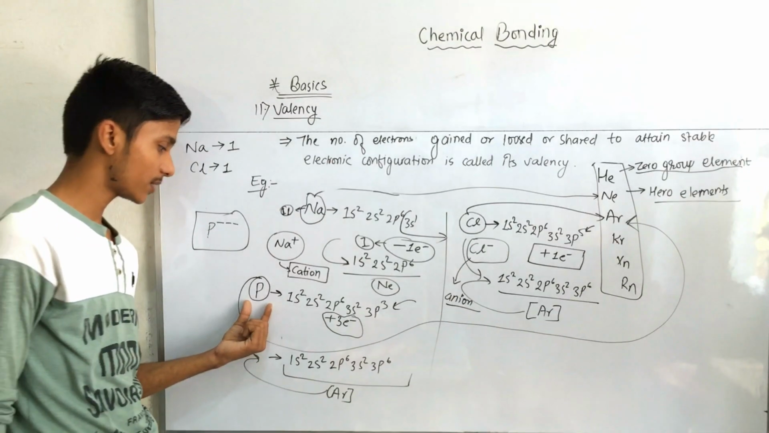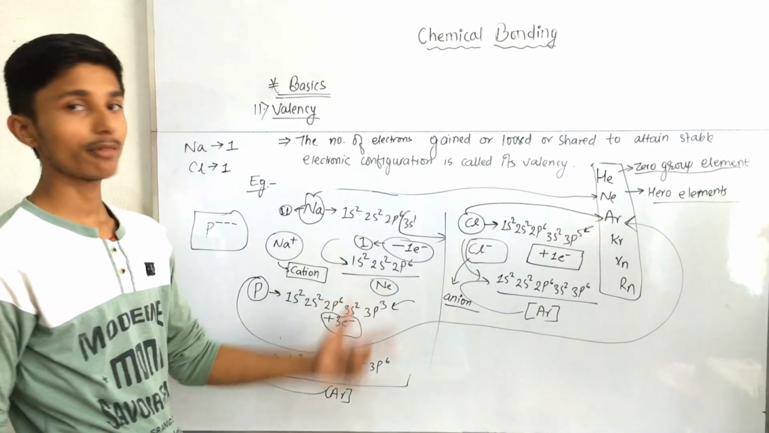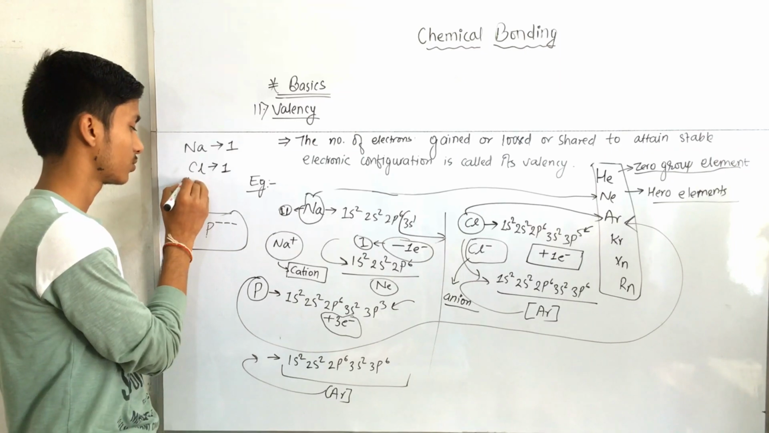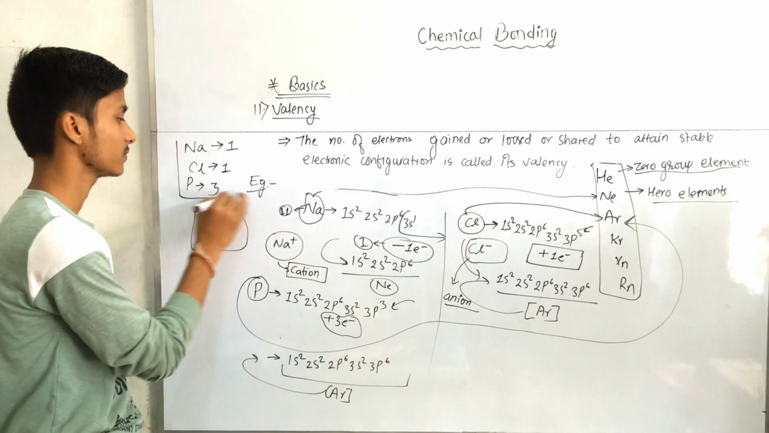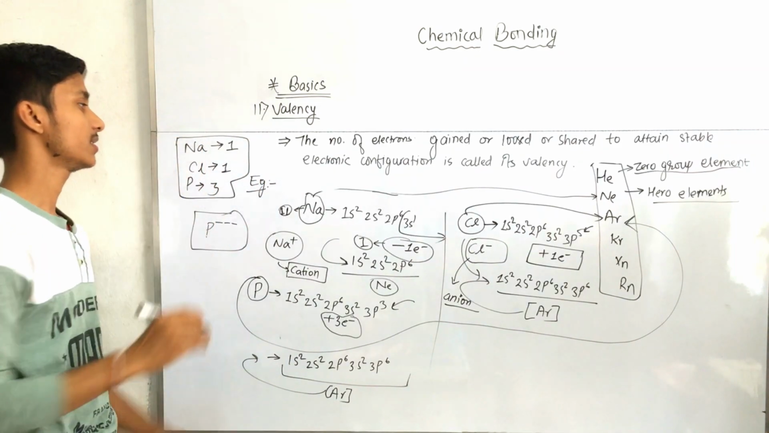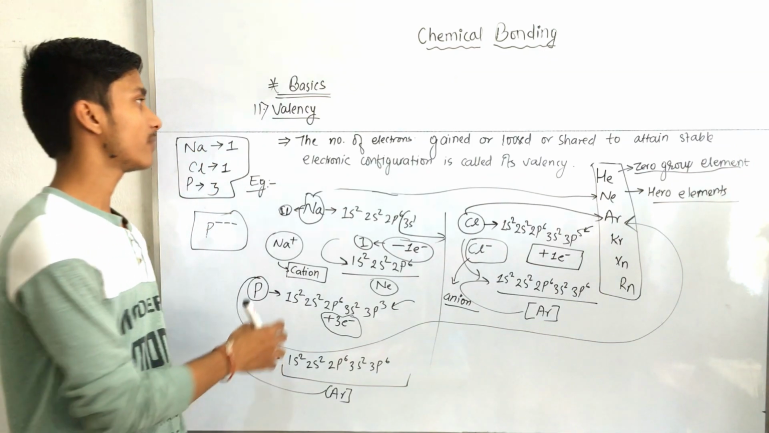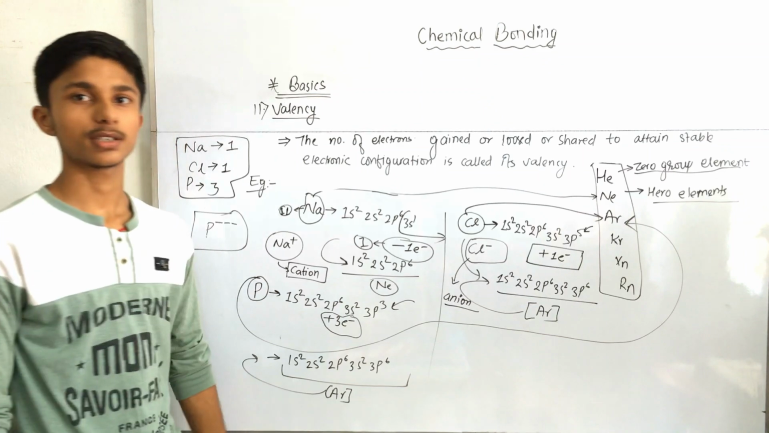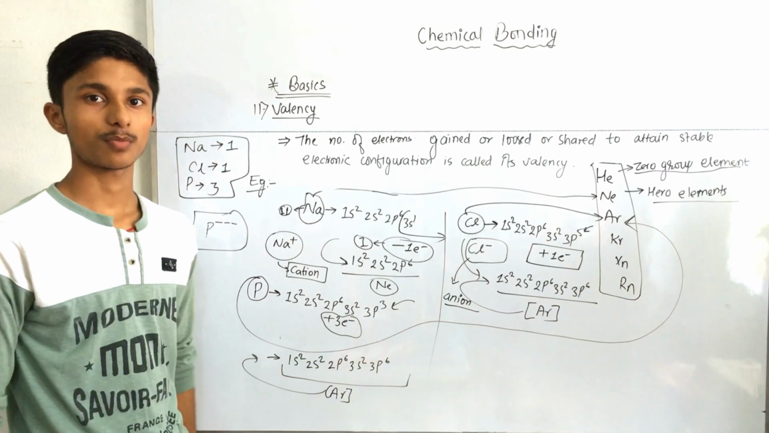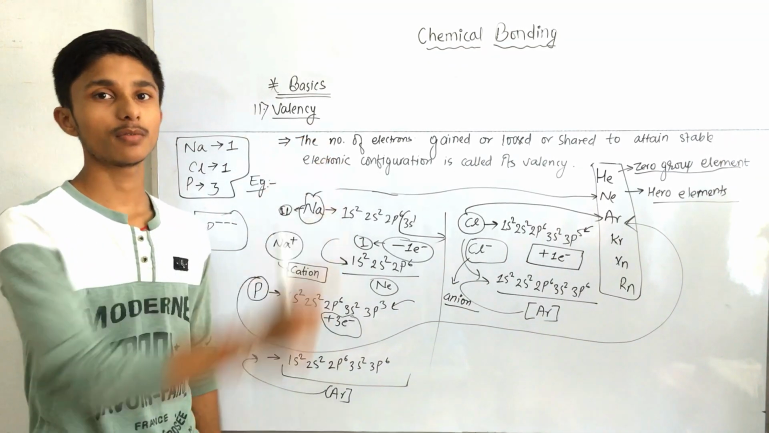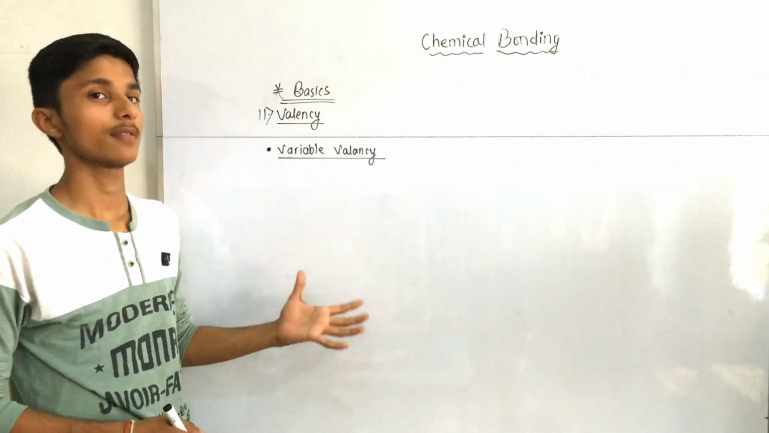And in the case of phosphorus, it requires 3 electrons to attain stable electronic configuration. So the valency of phosphorus is 3. Here we can say these are the valencies for these elements. So here we have understood the concept of valency. Now we move to our next topic under valency, that is variable valency.